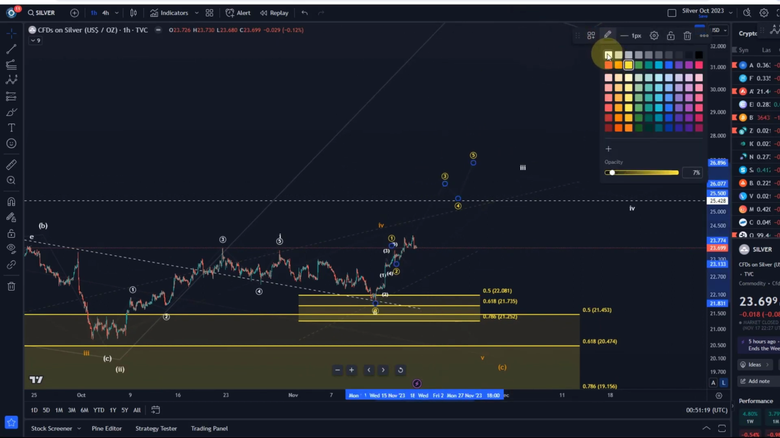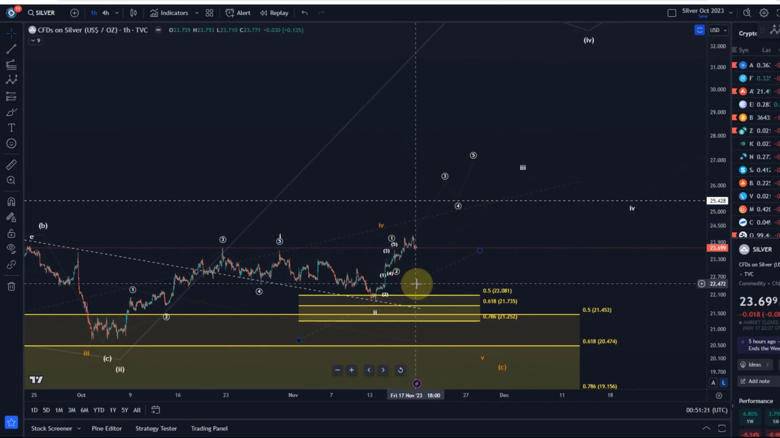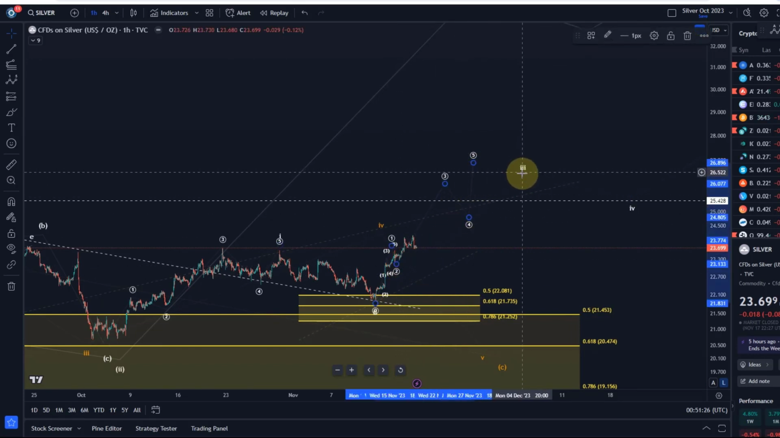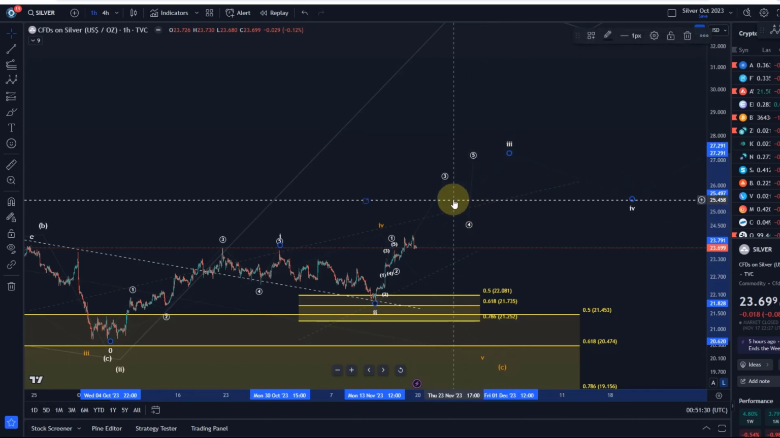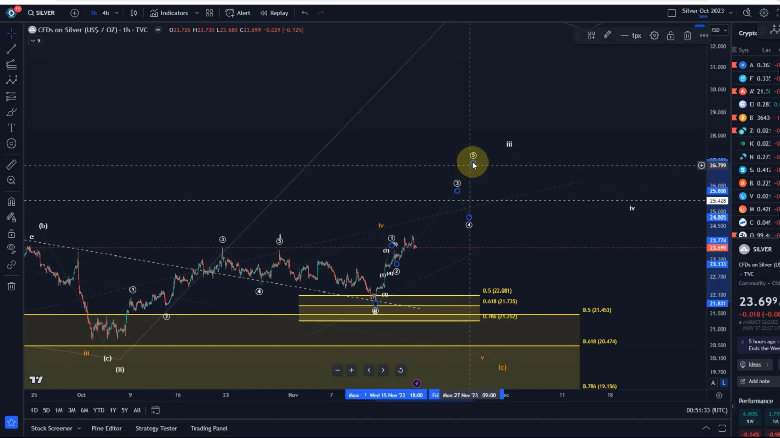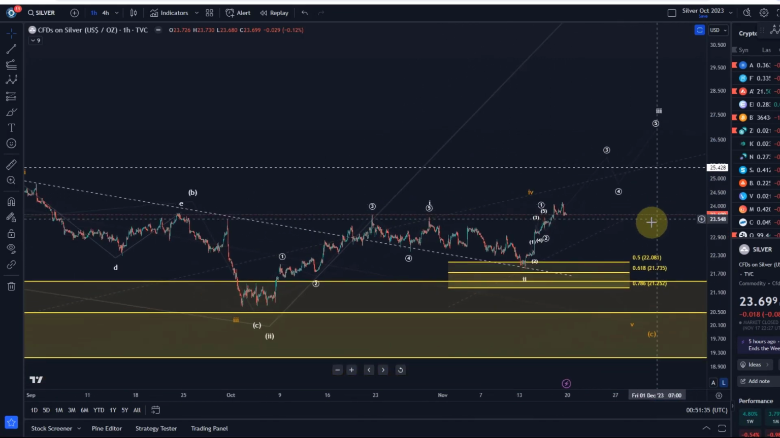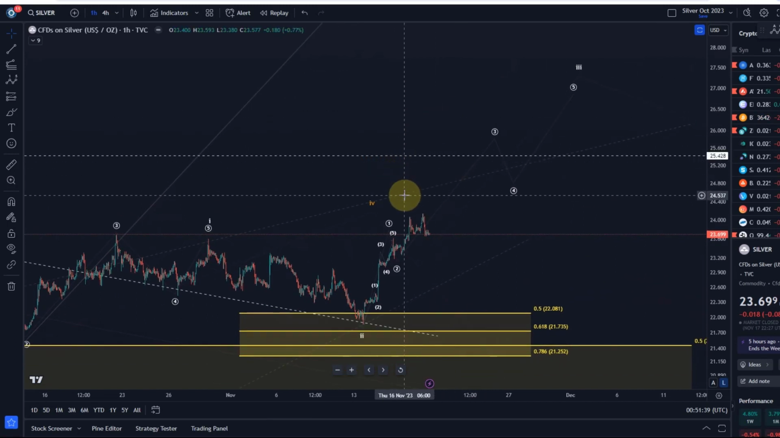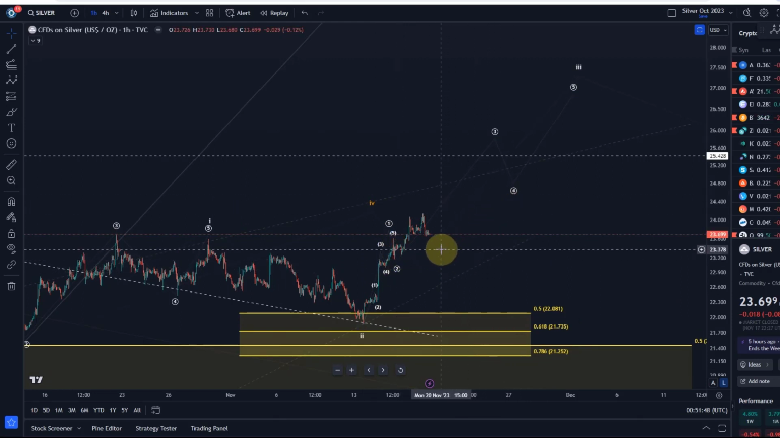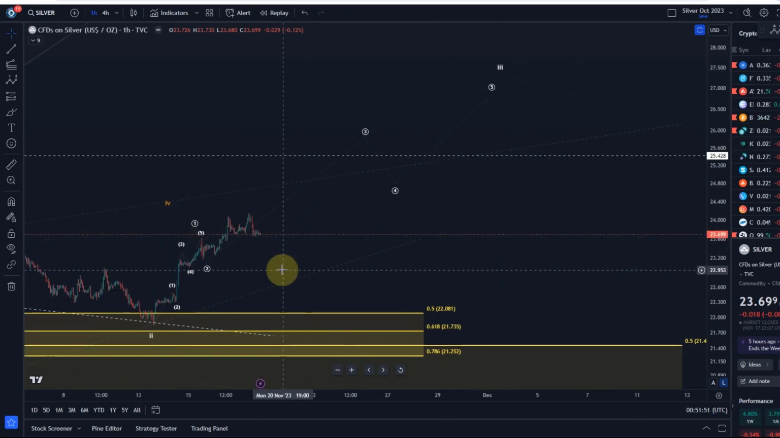Let me change the color. So we would have in this scenario a very, very shallow wave 2. But it's a possibility. So basically, this would be this 3rd wave here, 5 waves in this 3rd wave. So basically like this. This is one valid scenario. The problem I have with that is that this 1-2 setup is not ideal because the wave 2 was so shallow. So I'm not happy with this scenario, but I might have to go with it if it just keeps going, right?